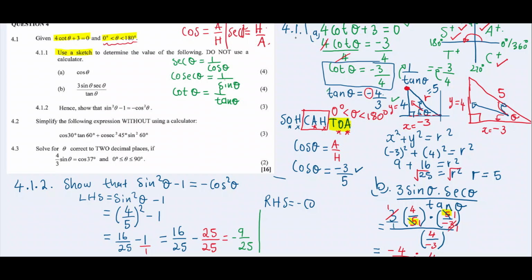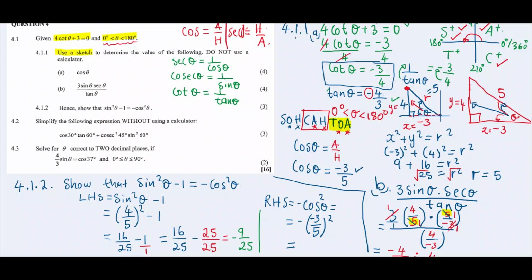So let's take a look at the right hand side. The right hand side is negative cos squared theta. So negative cos theta here, it's going to be negative. What is the cos of theta? But it's being squared. So what is the cos of theta? Cos of theta is going to be negative 3 on the diagram over 5, right?